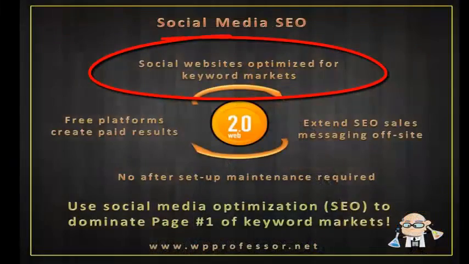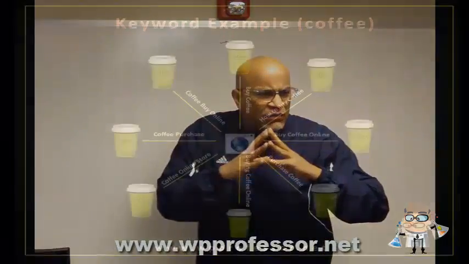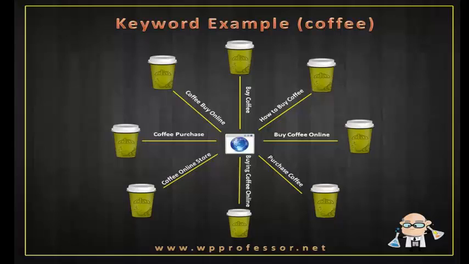So social websites optimize for keywords. For instance, and we're going to use coffee. We're going to talk a lot about WordPress, but WordPress websites are used for a vast array of product sales, obviously. For instance, let's use 3 keywords. We will use buy coffee, online, buy or purchase coffee. So we'll use those 3 keywords.